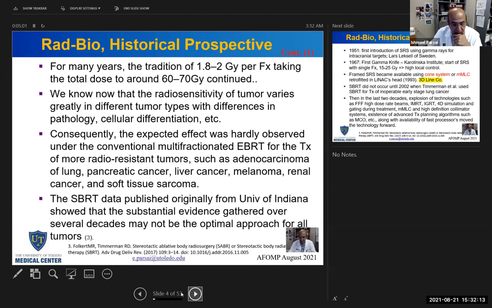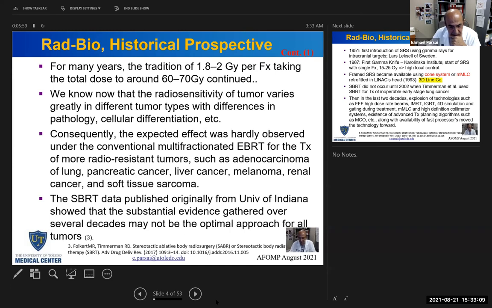For many years then, the tradition continued, and the dose for most of the organs was taken up to 60 to 70 gray. We now know that the radiosensitivity of tumors, of course, varies greatly in different tumor types, and with differences in pathology and cellular differentiation, et cetera. And that information was missing. Consequently, the expected effect was hardly observed under conventional multi-fractionated external beam radiation therapy for the treatment of those tumors that are more radioresistant, such as adenocarcinoma of the lung, pancreatic cancer, liver cancer, melanoma, renal cancer, and soft tissue sarcoma.